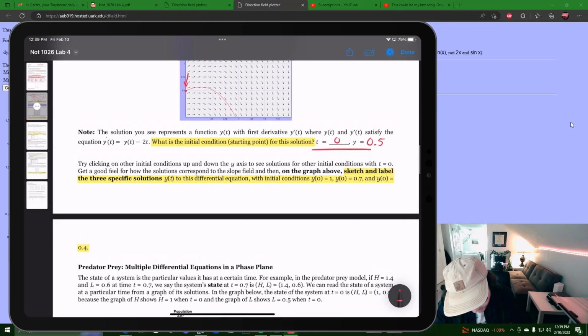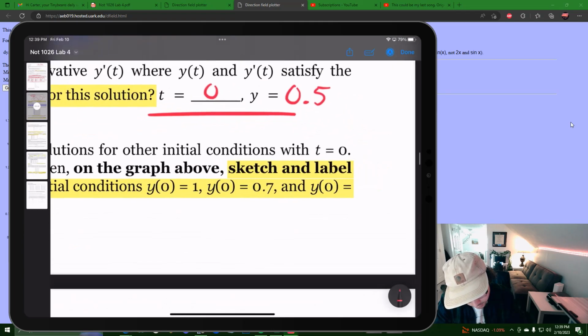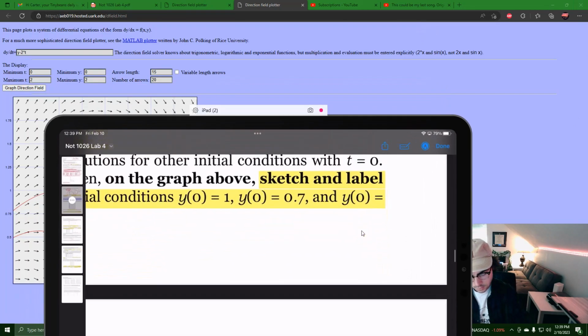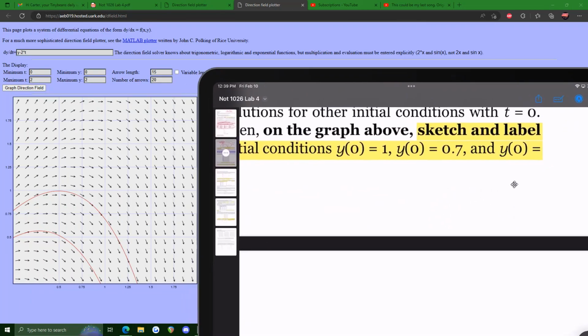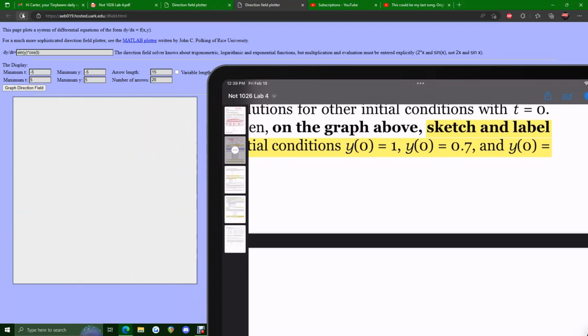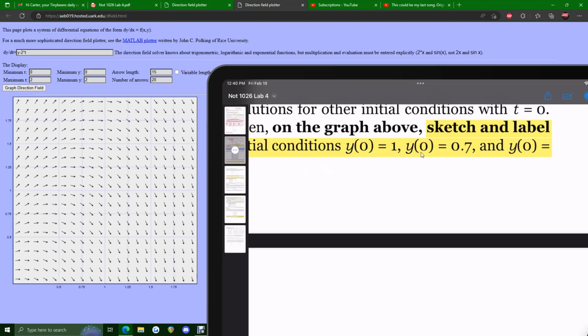Sketch and label the 3 specific solutions y of t to this differential equation. So here's a couple different ones. Let's click around and see if we can see these while we use this applet. Oh, I just got rid of it. Okay, well, let's type it in again. What was it? y minus 2 times t. And we have to change all these. Sorry about that, pretty quick fix. Let's hit enter. I just wanted to clear the graph.